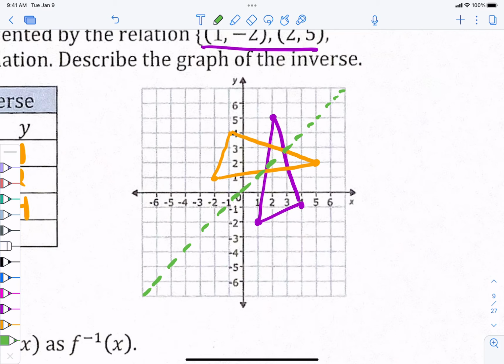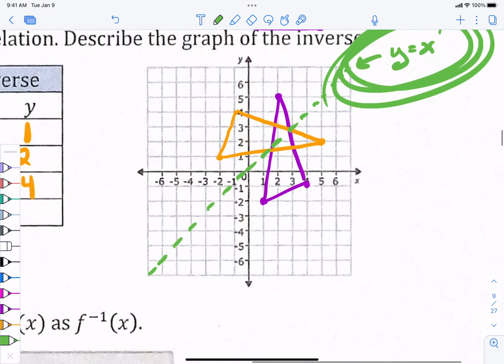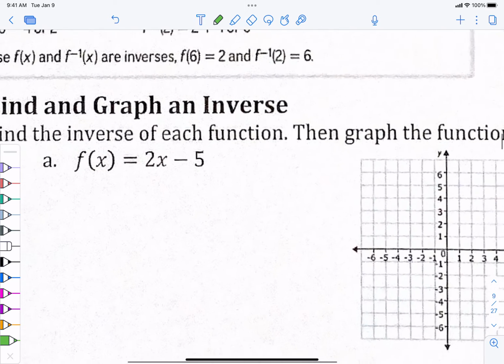Now, this is a linear function, right? What's the equation of that linear function? That dotted line. That's y equals x. That's super important. Write that down on your paper. Y equals x is that dotted line that they're reflected over. Good? Okay, all right, let's go down now to this next thing.